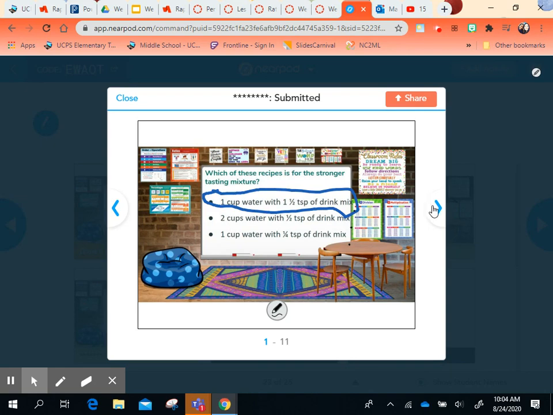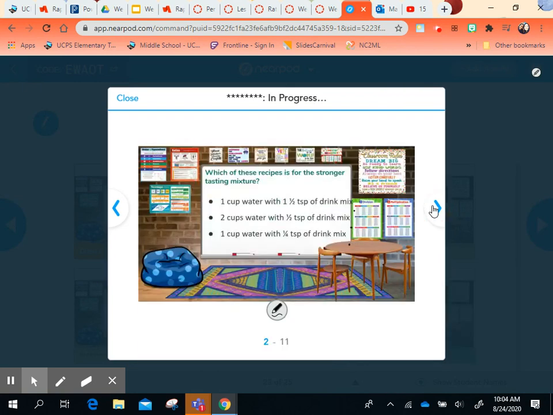So I have one person that thinks the first one is the strongest tasting, and that was the darkest colored one. So if I'm going to buy fruit punch at the store, I'd probably buy the one that was the strongest or the darkest color, because I like me some fruit punch. So 1 cup of water to 1 teaspoon of fruit mix. So remember, with that 1/4 a teaspoon, that makes the color really light, so it's not going to be as strong.